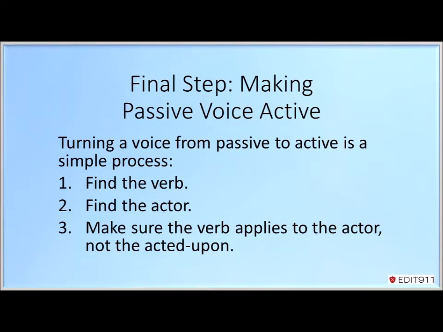Now, we have a big issue here. This was all about finding and fixing. So we found the passive voice, hooray for us. Now we need to fix it. We need to make the passive voice active. So it's a pretty simple process. We find the verb, which we've already done. Then we find the actor. And remember, the presence and placement of the actor are what truly make the voice passive. And then make sure the verb applies to the actor, now that we found that actor, not the acted upon.